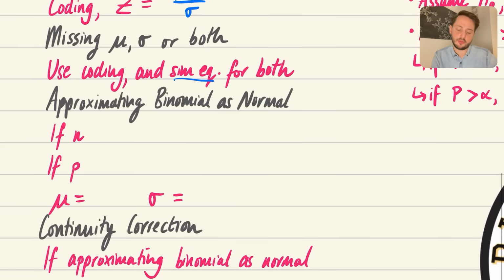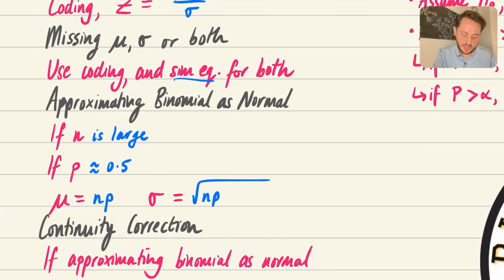Then what you can do is also approximate binomial distributions as normal distributions. You can only do this if n is large. How large isn't clear usually, could be 30, 40, 100, but usually they would tell you if it's a large value, and you can do it if p is approximately 0.5. 0.4, 0.6 is probably okay, 0.2, 0.8 is probably not going to be okay. And for this distribution, the mean is going to be np, so the number multiplied by the probability, and sigma is going to be the square root of np(1 minus p).